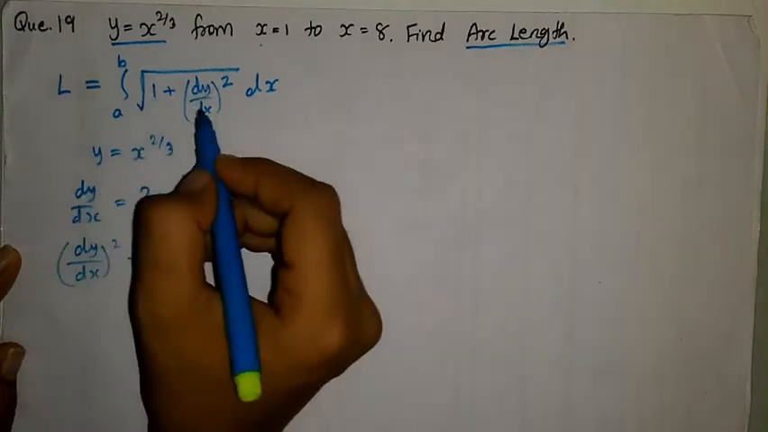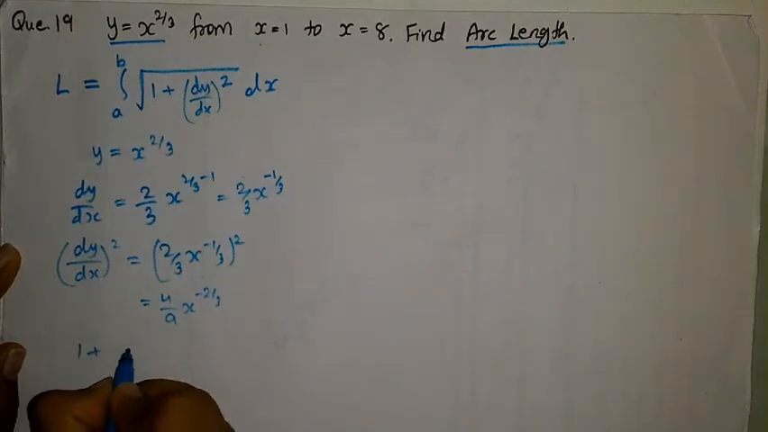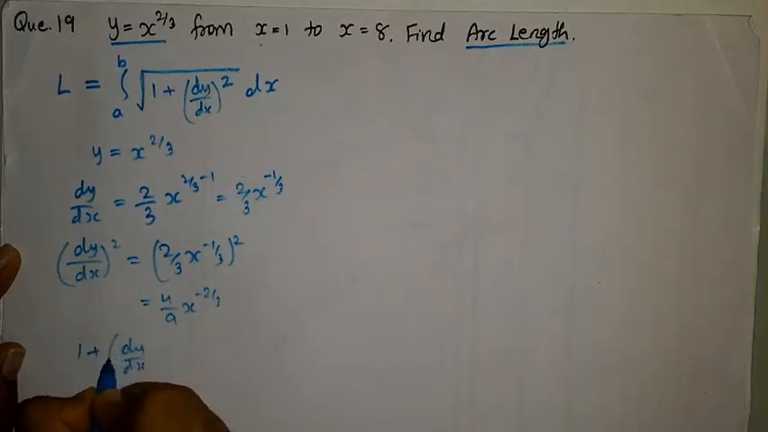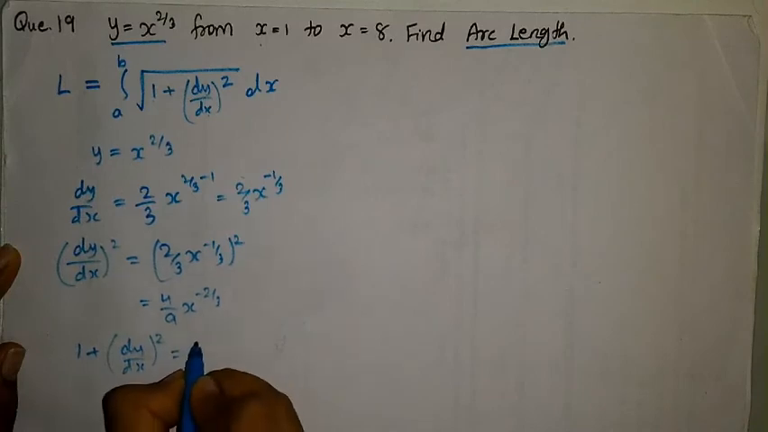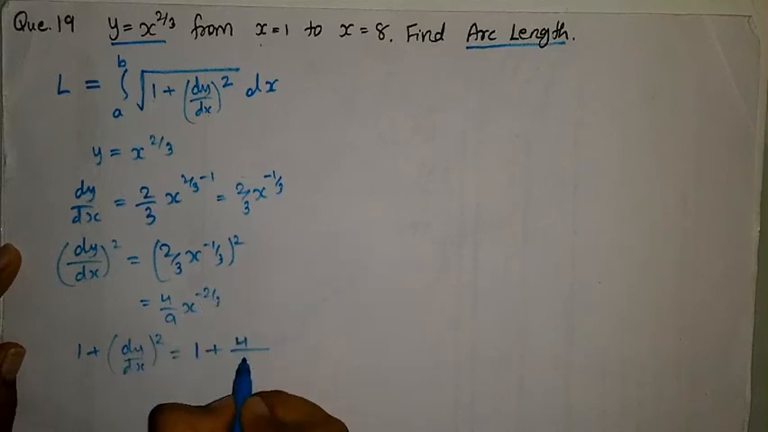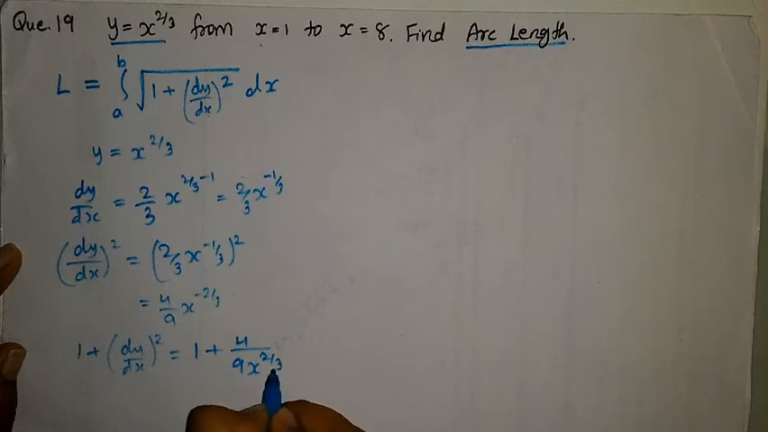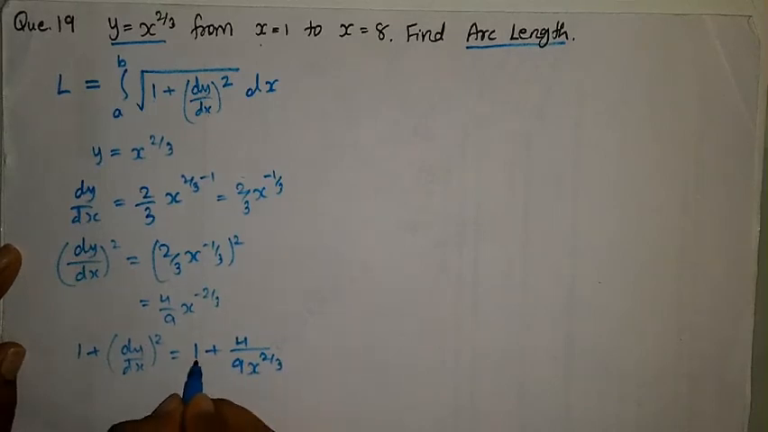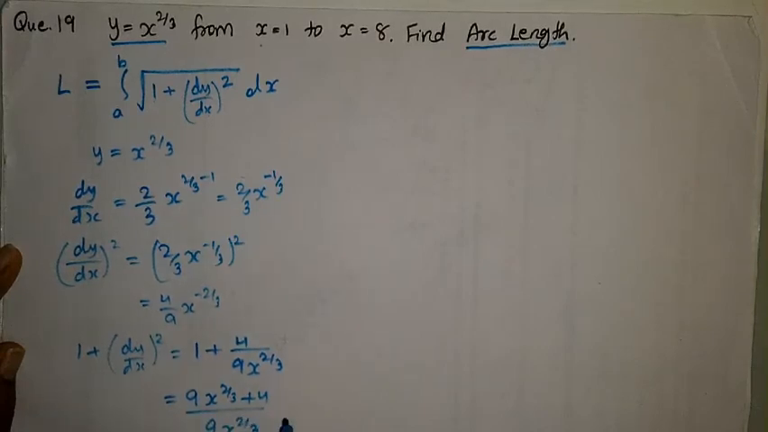Now let's add 1. So 1 plus dy by dx whole square is equal to 1 plus 4 upon, it's negative power, so we can take this down. So we can write 9x raised to 2 by 3. Now let's take this up. So that is equal to 9 x raised to 2 by 3 plus 4 upon 9 x raised to 2 by 3. Now we have to take its root.